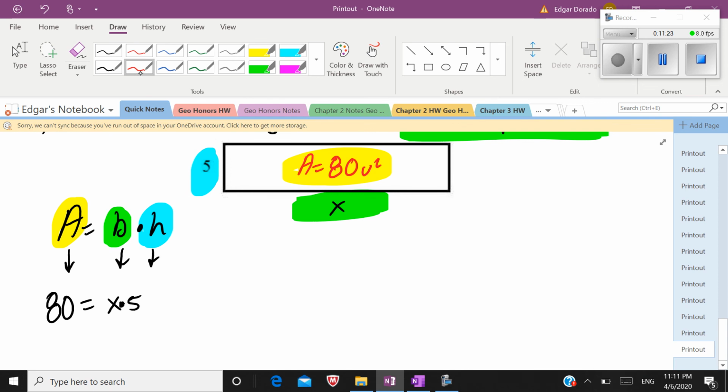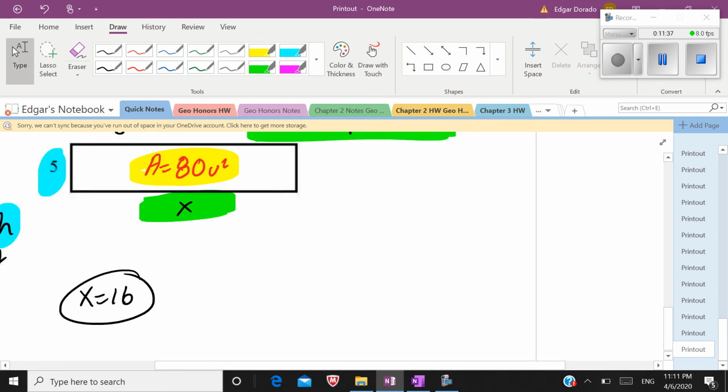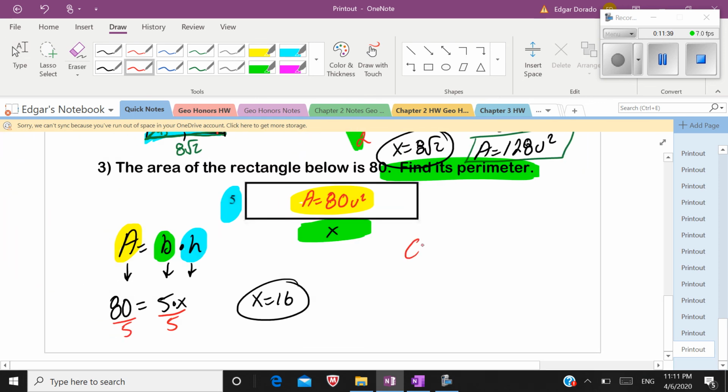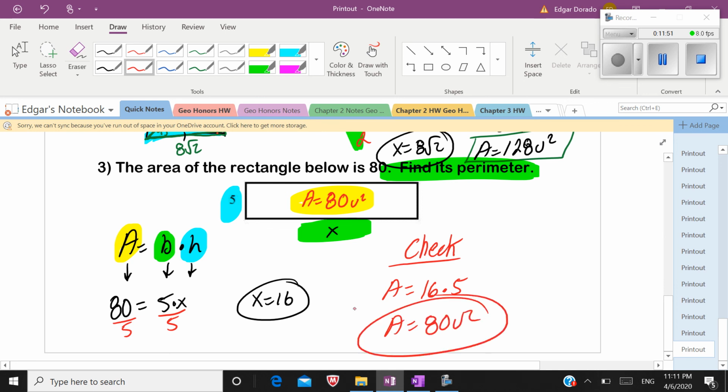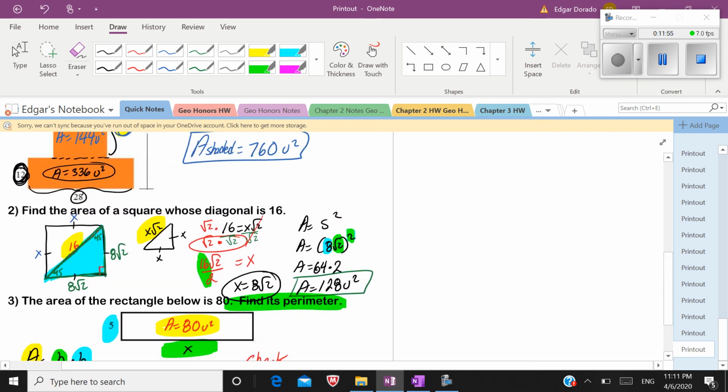Well, actually I kind of don't like that. I'm going to write it as 5x instead. Okay, same thing, really doesn't matter, because either way, what I would have to do here is divide by 5, so we get an answer of x equals 16. And again, it doesn't take very long, guys. Do a quick check for yourselves. Okay, if we have a base of 16 and a height of 5, does that still give me 80 units squared? It sure does.